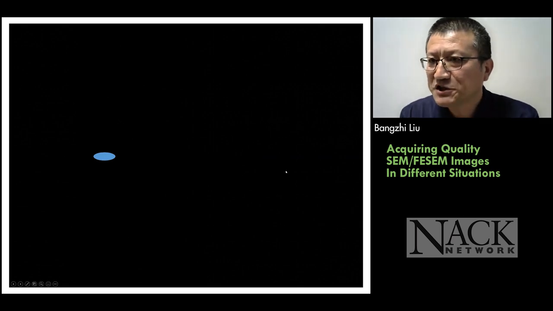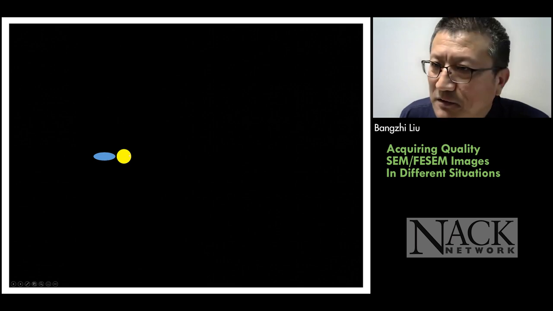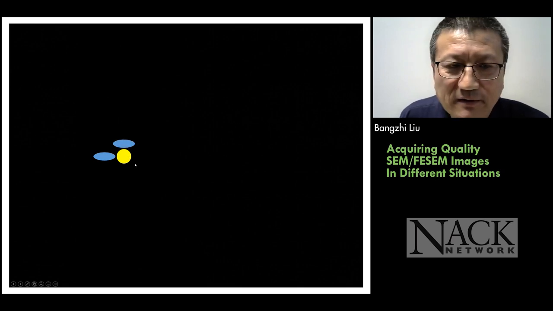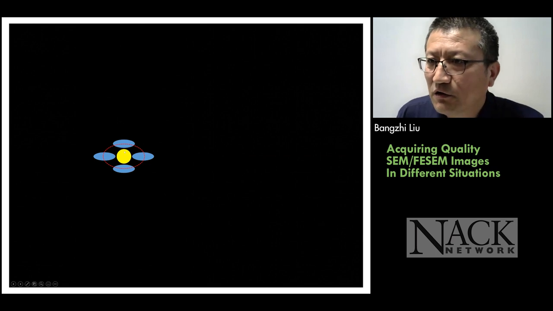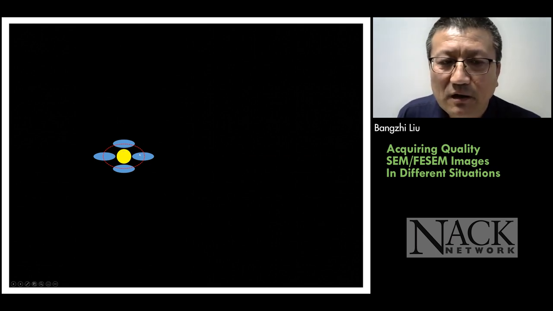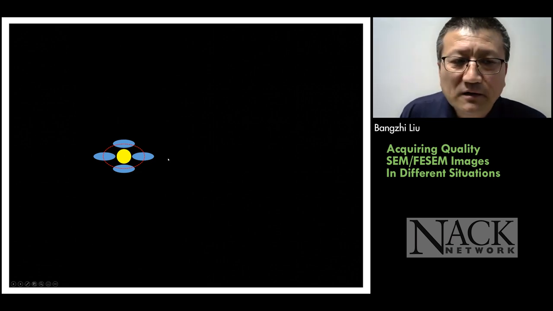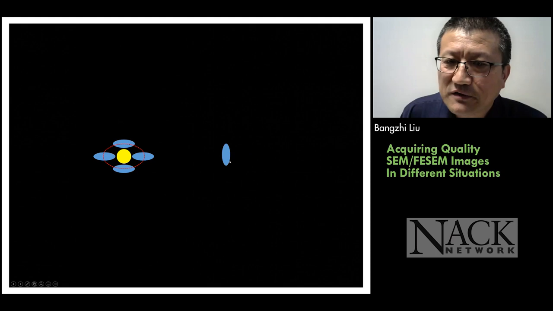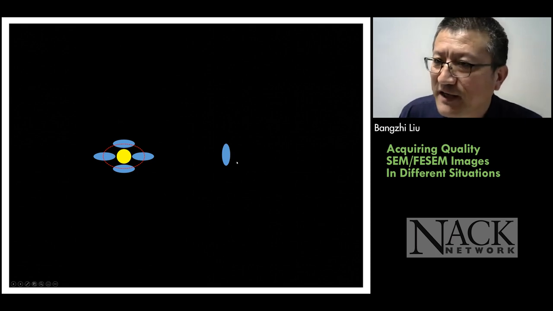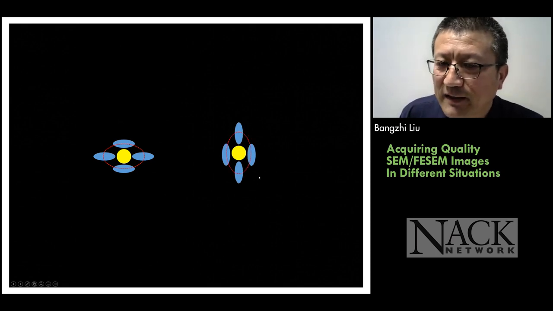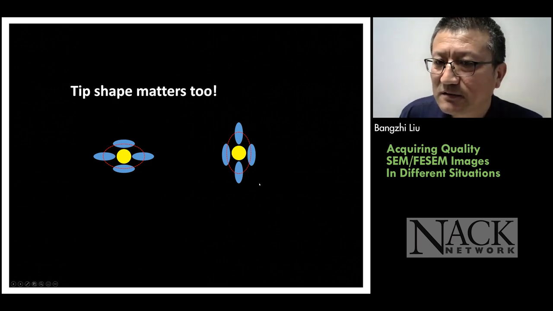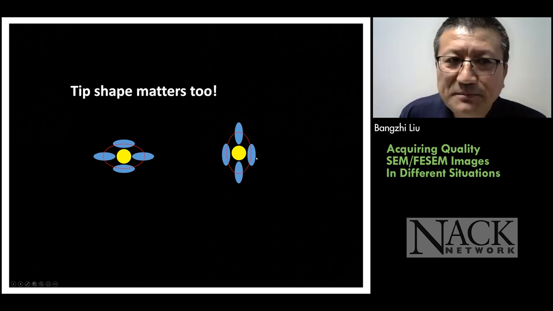But what happens if the shape of the tip is not round? If we have an oval shape like this, what kind of image are we going to get? We still have the same sample. If you use an oval beam to profile this tip, the profile will be stretched like this. If the tip is stretched along a different direction, the profile is stretched along different directions. So the tip shape also matters.